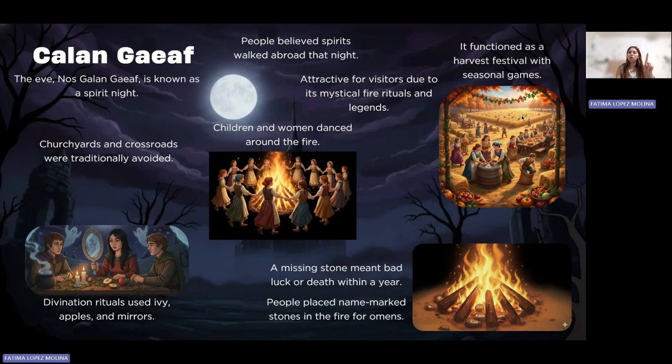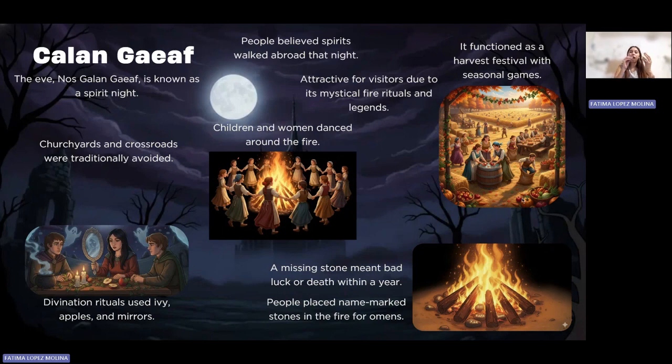Hallowe'en, Nos Galan Gaeaf. This night is known as a spirit night because people believe that spirits walked outside that night. Because of this, people avoid churchyards and crossroads, because they believe spirits gather there. People lit bonfires for protection and celebration. Also, children and women danced around the fire.